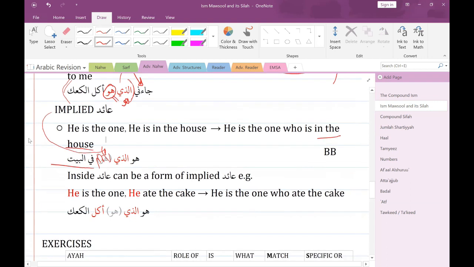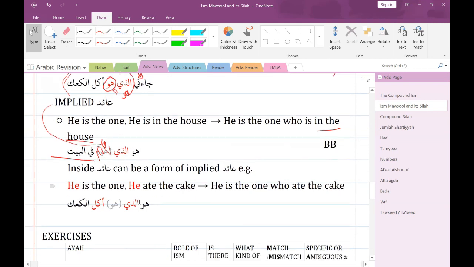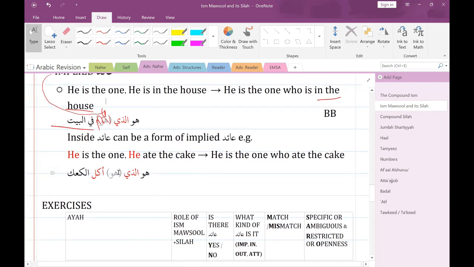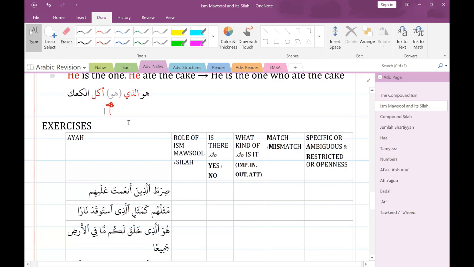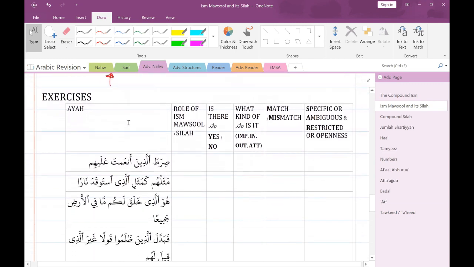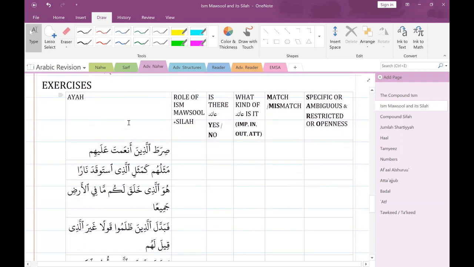Okay. So inside aid basically can be a form of implied. In fact, some grammar books don't even have inside aid. They just have 3 categories. They have attached, detached, and implied. So they consider the inside aid as a form of implied, as a form of this kind of aid. Like you can see they actually match. Yeah. So he is the one, he ate the cake, will be like huwa alladhi akala al-ka'k. We understand that the huwa akala al-ka'k is understood. So we don't have to say huwa alladhi huwa akala al-ka'k. Yeah, I hope that's clear. It's the match mismatch that makes this topic a little bit complicated, but other than that, I think pretty straightforward. Let's look at some examples and we'll see what we can be able to make out of this in these few minutes that we have.